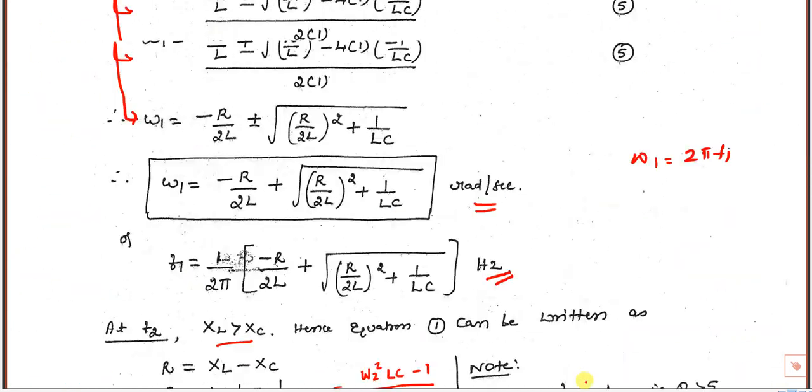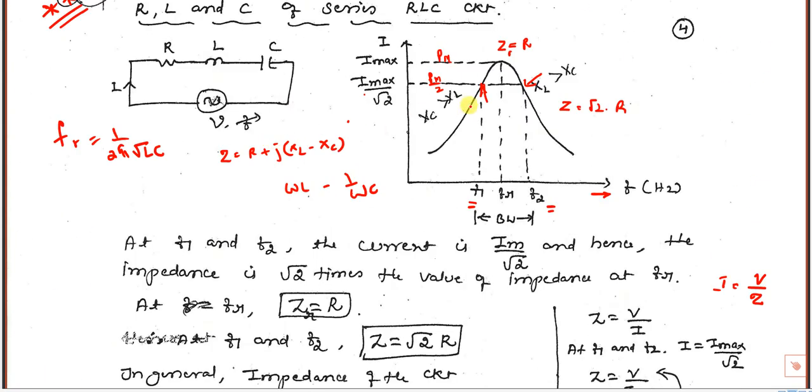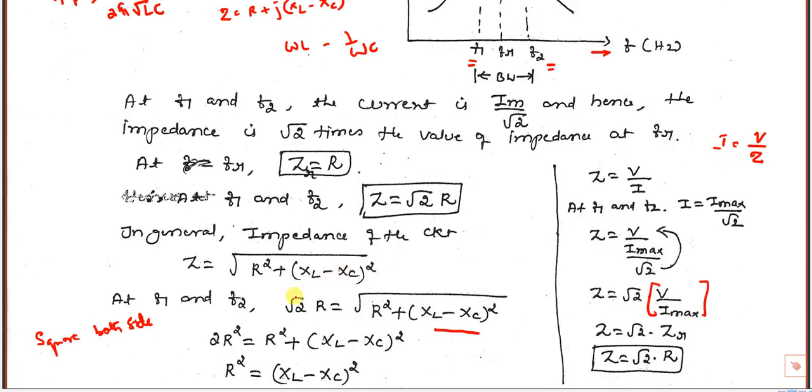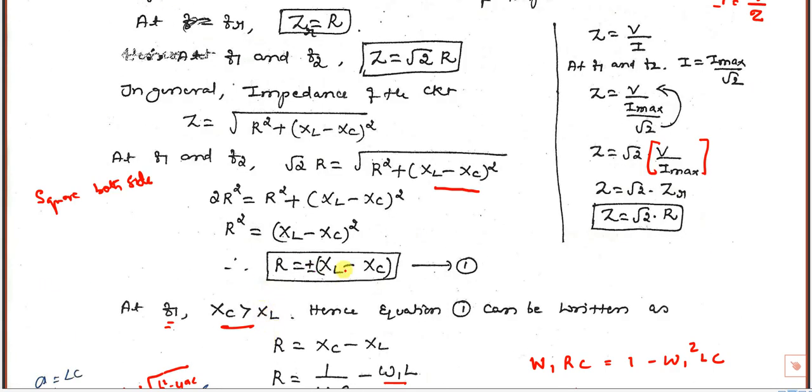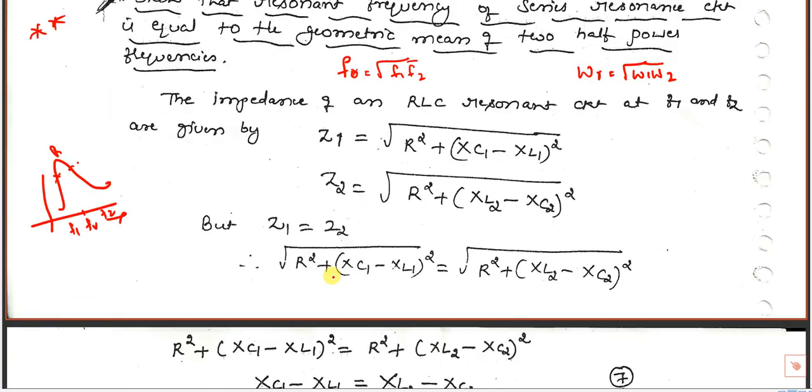I'll show you the derivation for that. At F1 and F2, at a lower frequency Xc is greater than XL. As the frequency increases, Xc reduces, and XL becomes greater than Xc. So at resonance, Z is equal to R only. At F1 and F2 we have Z equal to root of R square plus XL minus Xc whole square. On one side R is greater, XL is greater than Xc; on the other side Xc is greater than XL. So based on that we can start deriving now.